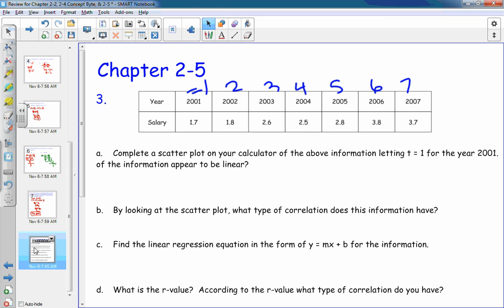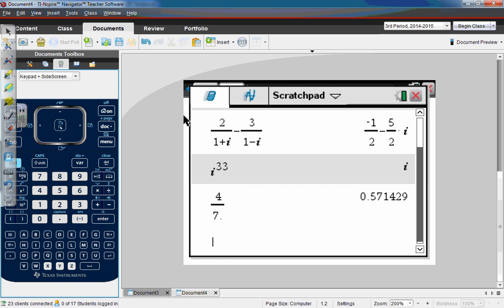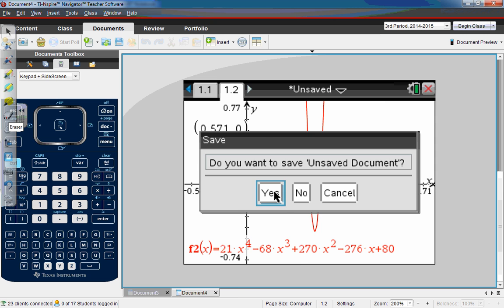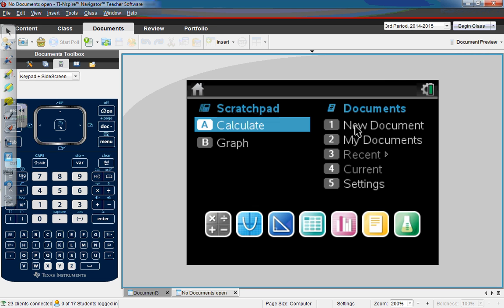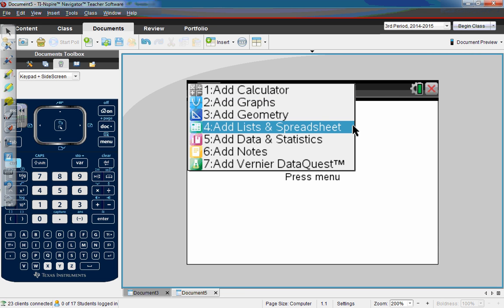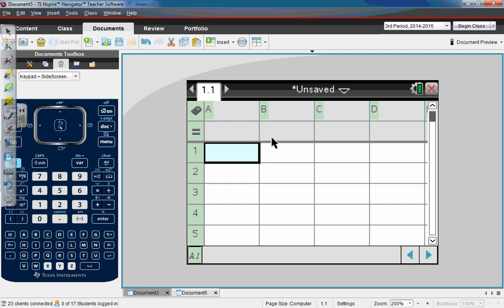Biggest issue right there. So everybody get out your graphing calculator, and we are going to do this together. I am going to give a new document here. And what type of new document do we want? Lists and spreadsheets. Click on cell A, and what do I label that as? Year. Click on cell B. Salary, and I will give you guys a minute.